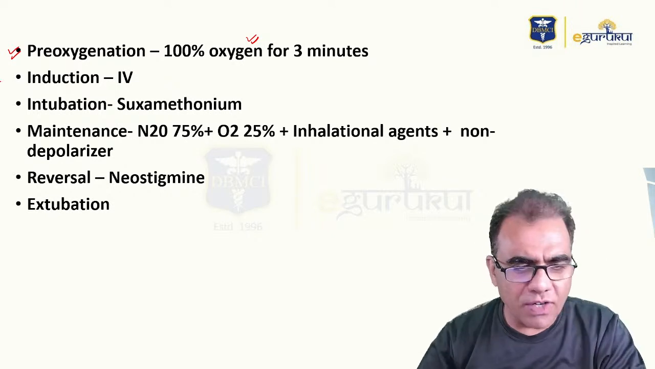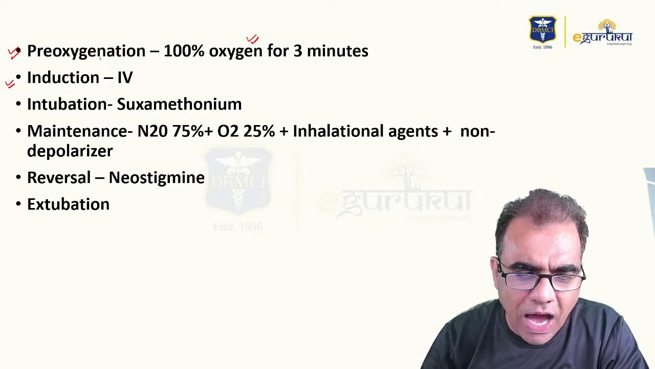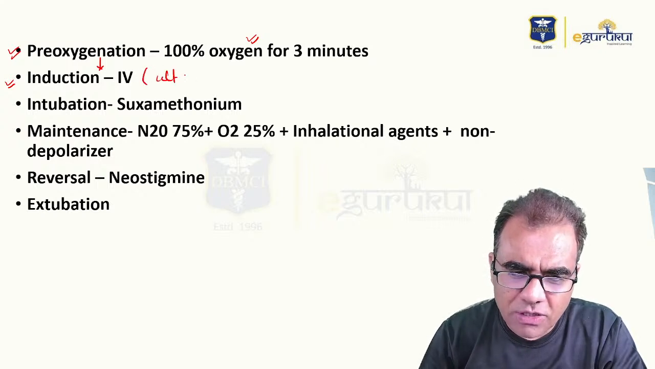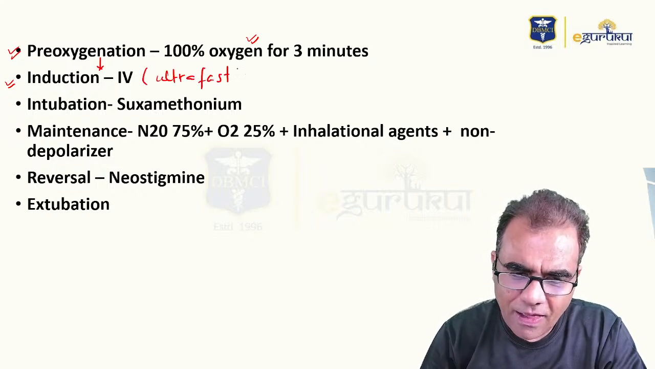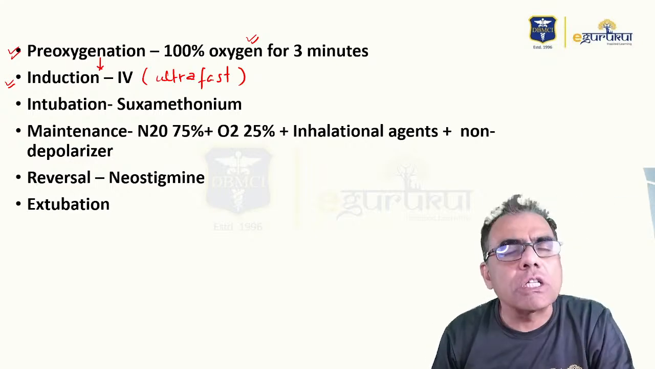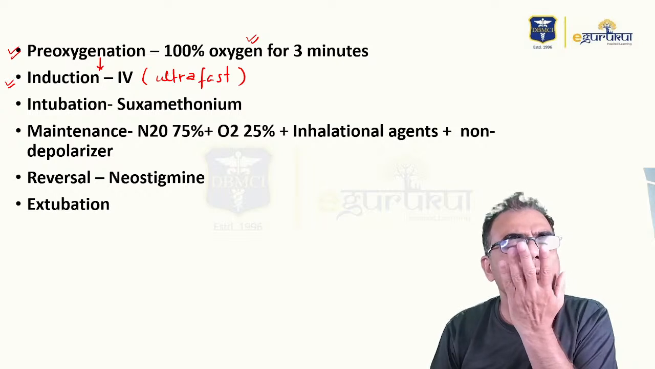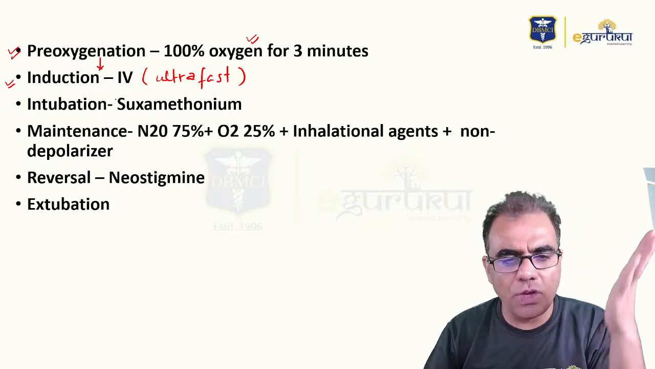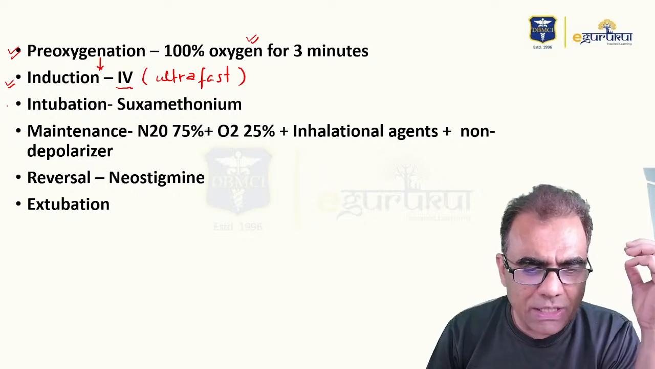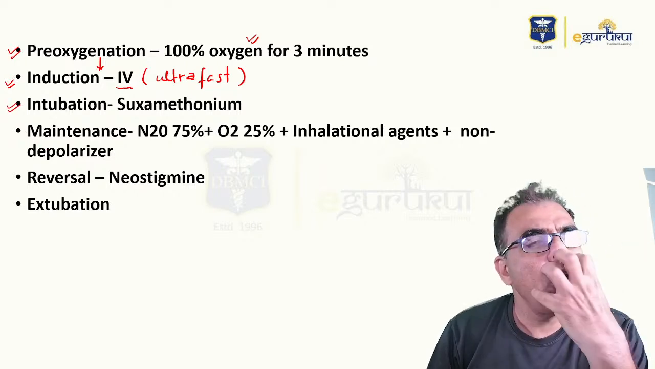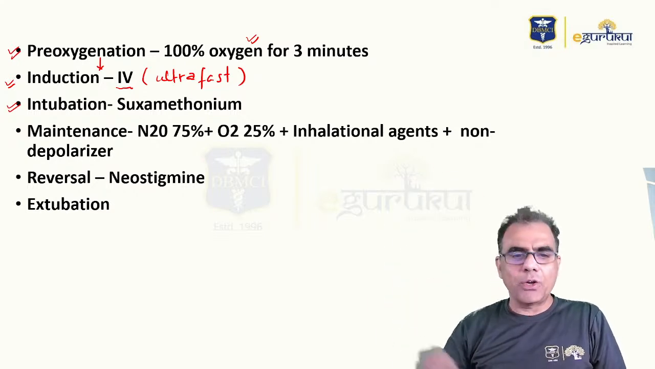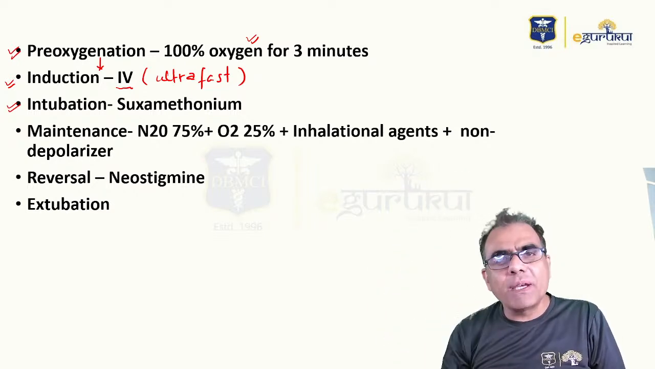Once pre-oxygenation is finished, induction is done with IV agents. And why do we prefer IV agents? Because they are ultra fast acting. Induction means making the patient become unconscious. So we want the patient to become unconscious very fast, so we are using intravenous agents. Then once the patient becomes unconscious, obviously now we have to secure our airway, and to secure the airway means we have to intubate the patient.